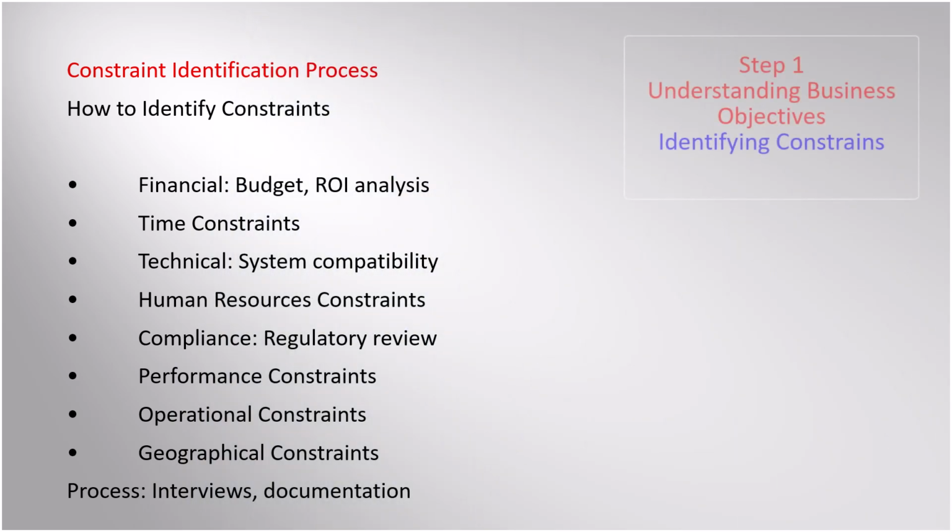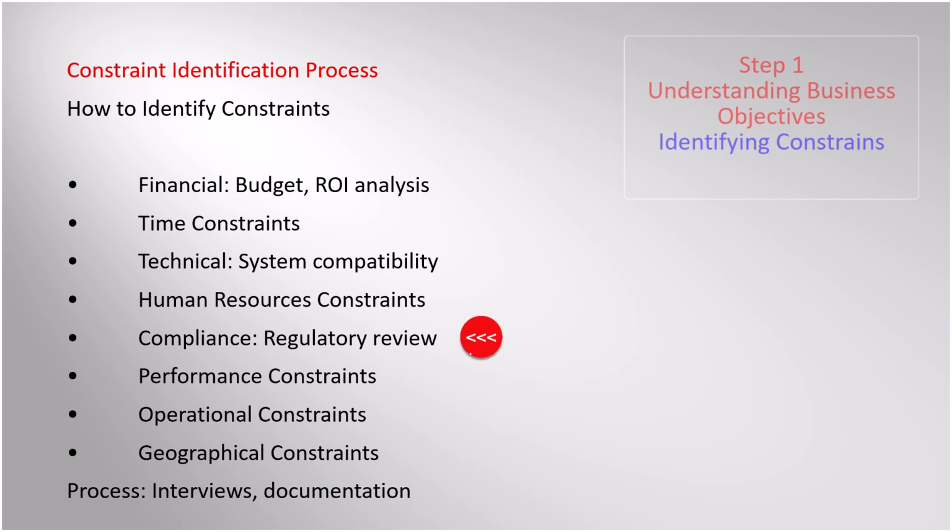To identify constraints, follow these steps. Financial constraints: discuss budgets with finance or the CFO, use cost models to estimate expenses, and analyze ROI to guide decisions. Time constraints: collaborate with project managers to define timelines and consider business cycles affecting implementation. Technical constraints: document existing systems, assess compatibility with cloud solutions, and evaluate vendor dependencies. Human resources constraints: assess team skills, identify training needs, and determine staff availability.